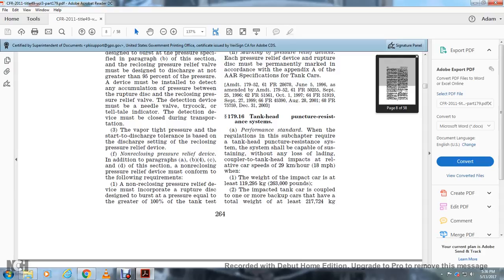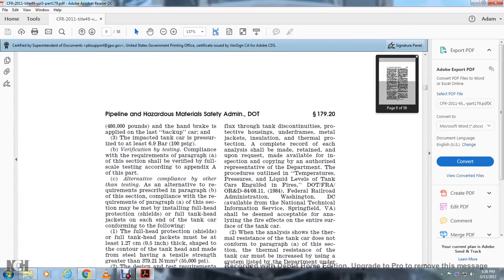Now, the weight of the impact car is at least 263,000 pounds. The impact tank car is coupled with one or more backup cars that have a total weight of at least 217,724 kilograms, or 480,000 pounds, with the handbrake applied on the last of the backup cars. The impact tank is at a pressure of at least 6.9 bar, or 100 psi gauge.